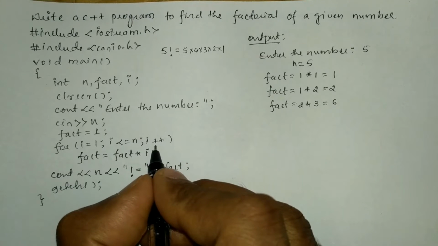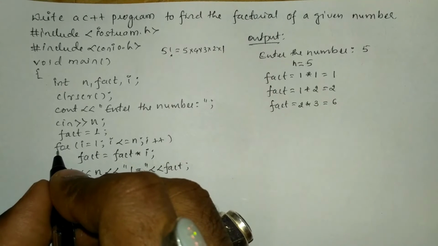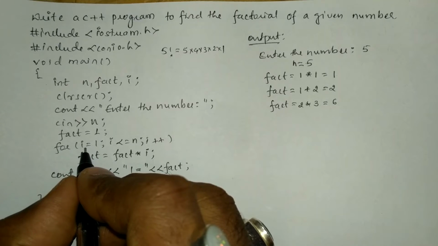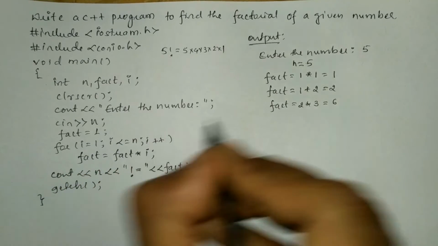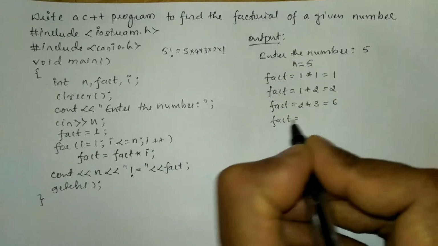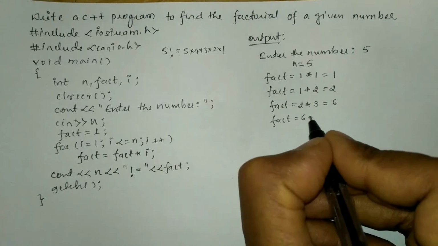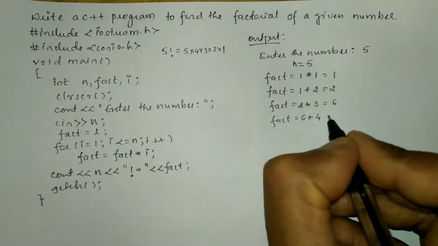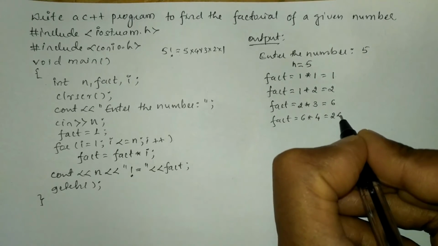Again, by incrementing the value of I by 1, control transfers to for. Now, I value is 4. 4 is less than or equal to 5. Yes, condition is true. Once again, this statement will get executed. Fact is equal to, fact is what? 6 into I, which is 4. So, 6 4s are 24.